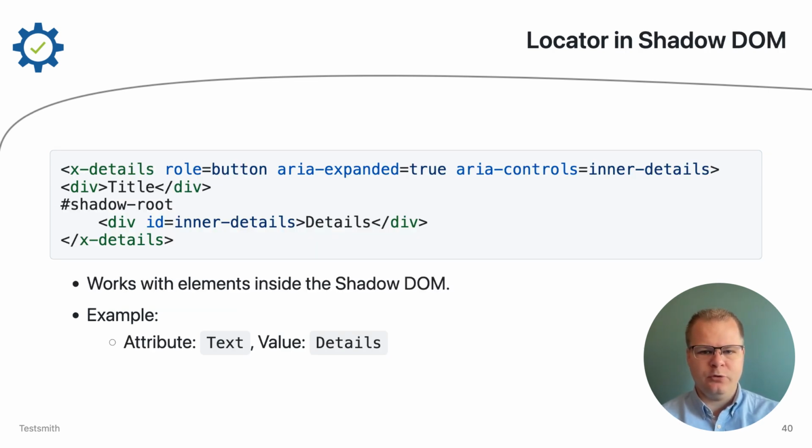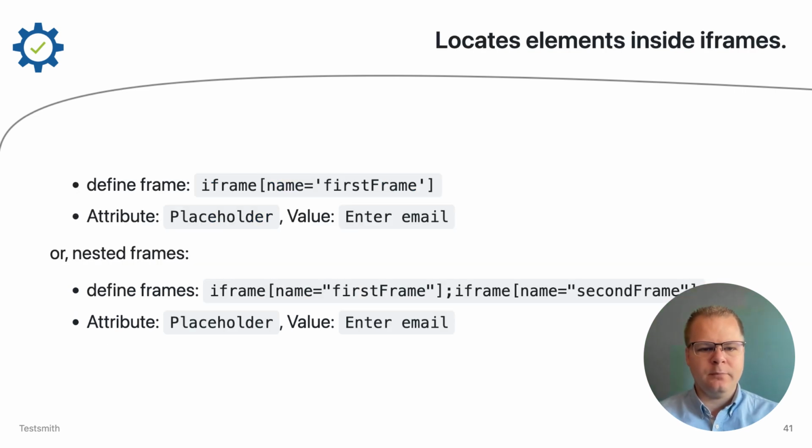INGenious Studio also supports locating elements inside the shadow DOM. Many modern web components use shadow DOM for encapsulation. By default, all playwright locators work with shadow DOM, except for XPath. Consider this example with a custom web component, where the details text is inside a shadow root. You can locate it just with the attribute text and value details. This allows you to interact with elements that are otherwise hidden from the main DOM.